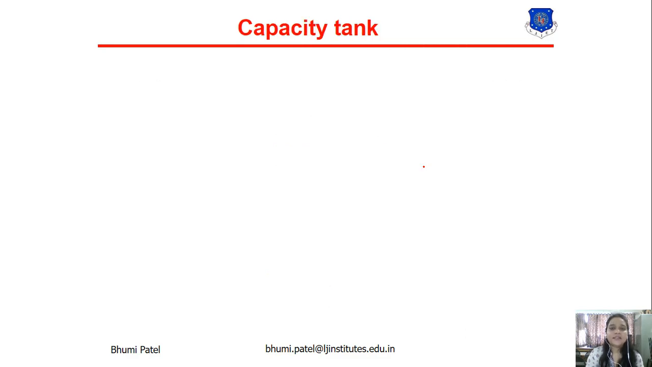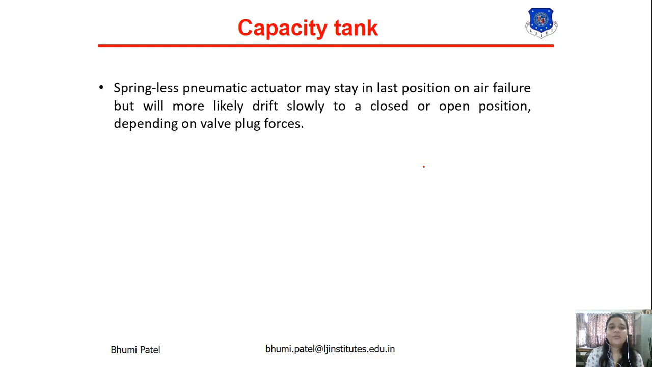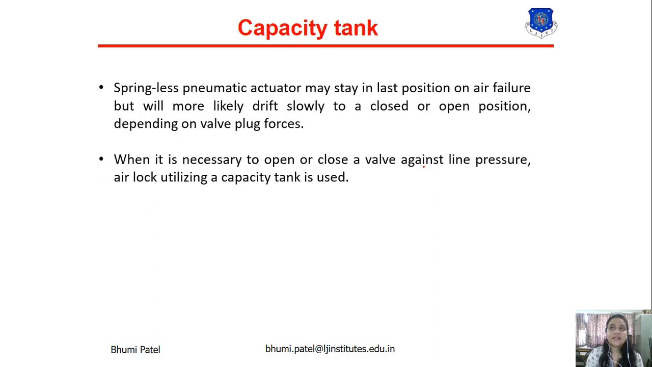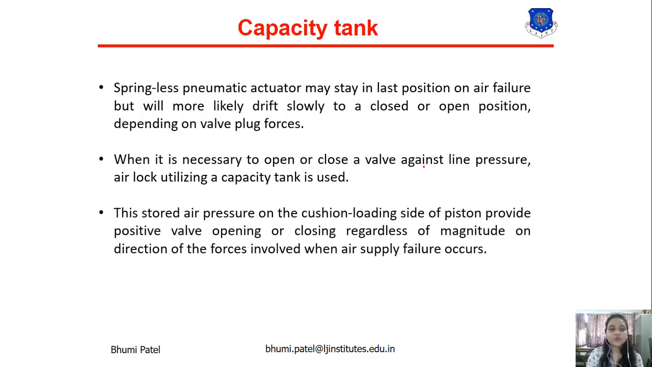Now the next one is the capacity tank. A springless pneumatic actuator may stay in the last position on air failure, but more likely it will drift slowly to the closed or open position depending on the valve plug force. So when it is necessary to open or close the valve against the line pressure, air lock utilization of a capacity tank is used. These store air pressure on the loading side of the piston, providing position while opening or closing regardless of the magnitude and direction of the force involved when the air supply failure occurs.